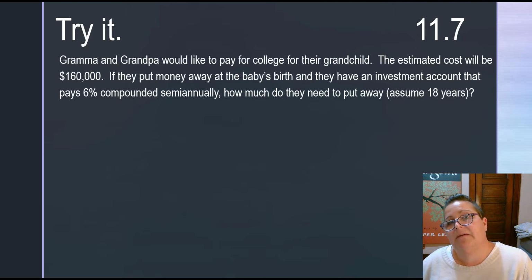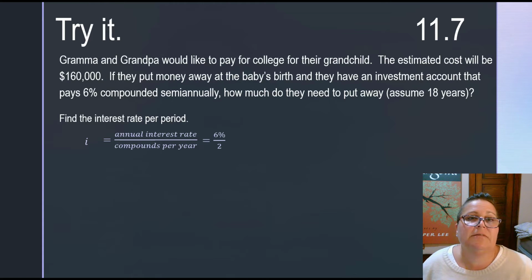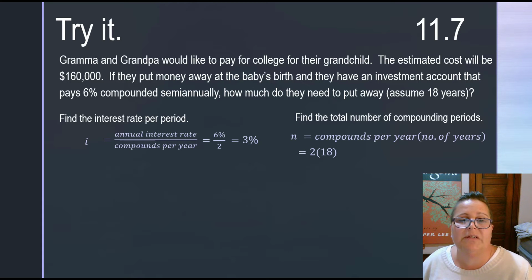Well, we're going to do the same. We're going to do an I and an N, just as we have for every other problem so far. Our interest rate per period would be the 6% divided by the 2 compounding periods in a year, or 3%. Man, I did a lot of 3%. All right. Total number of periods would be the number of compounding periods in 1 year. Since it's semi-annually, that's 2. Since it's 18 years, we'll multiply 2 by 18 to get 36 periods.